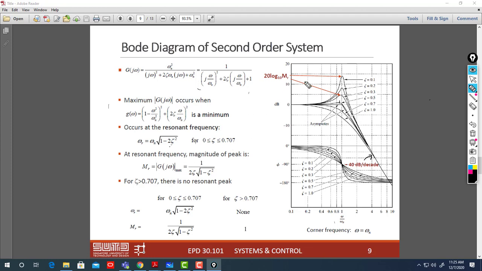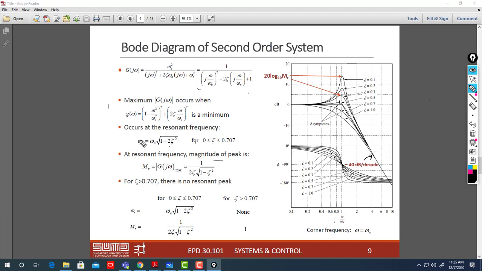When zeta equals 0, if you keep decreasing it down to 0, then you get exactly omega n equal to omega r, the resonant frequency. For example, here when zeta equals 0.5, it is lower than omega n. The peak, clearly we can see it. So the resonant frequency at which you have maximum amplitude is omega r.